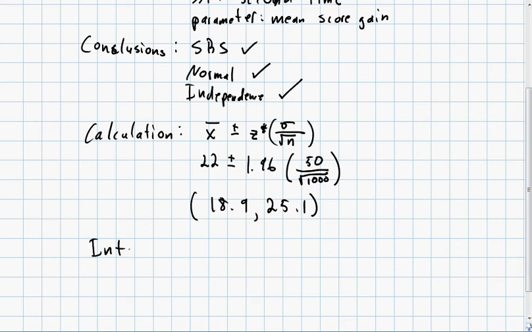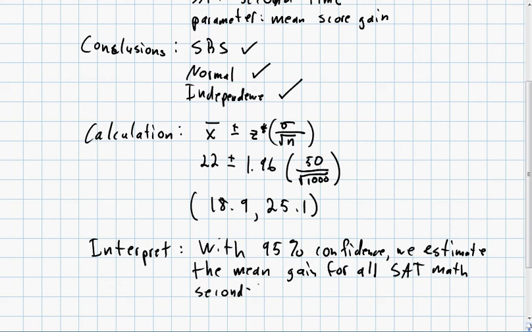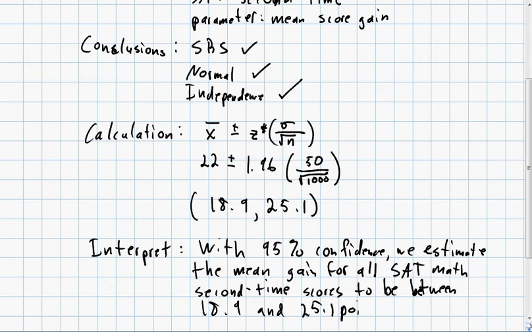Last step is to interpret. So in this case, I would write out: with 95% confidence, we estimate the mean gain for all SAT math second time scores to be between 18.9 and 25.1 points.